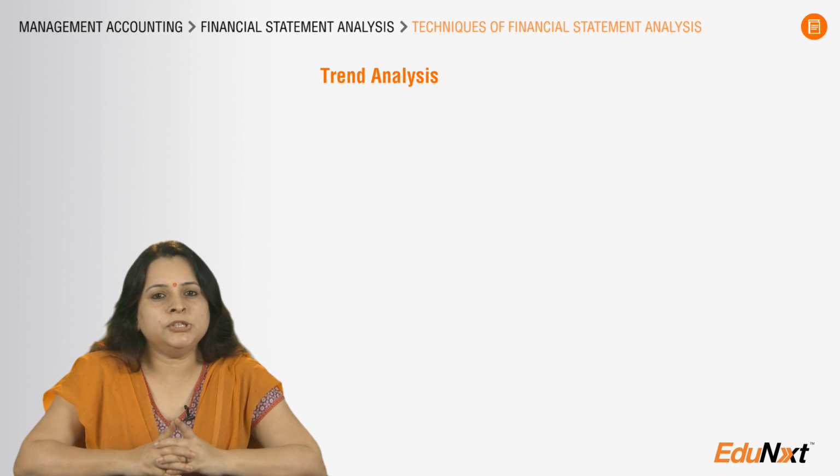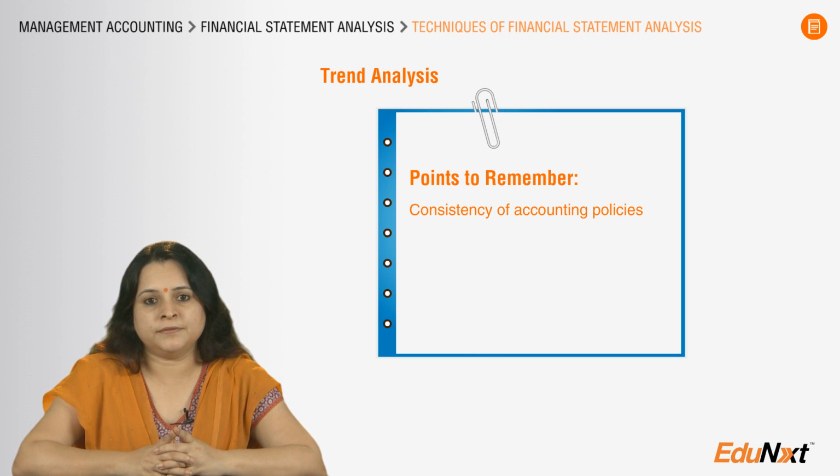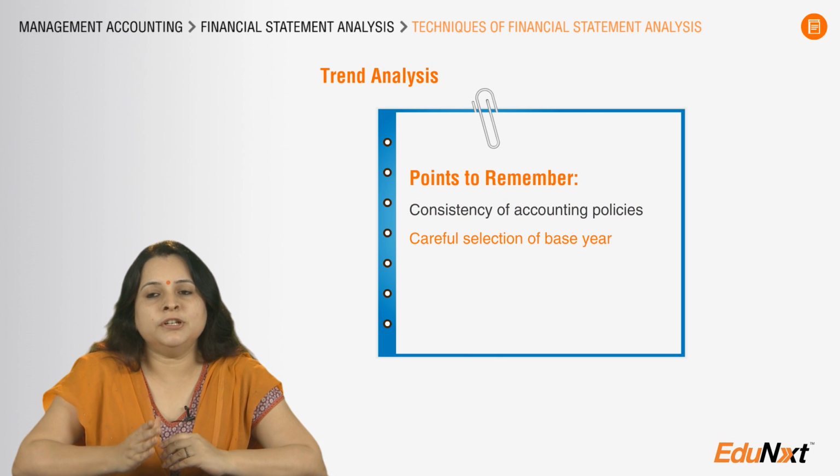Now, while using trend analysis, the following points should be noted. Accounting policies should have been consistently followed for the periods being analyzed. If accounting policies change, remember comparability will be affected. There has to be a careful selection of base year. This base year should be a normal year.